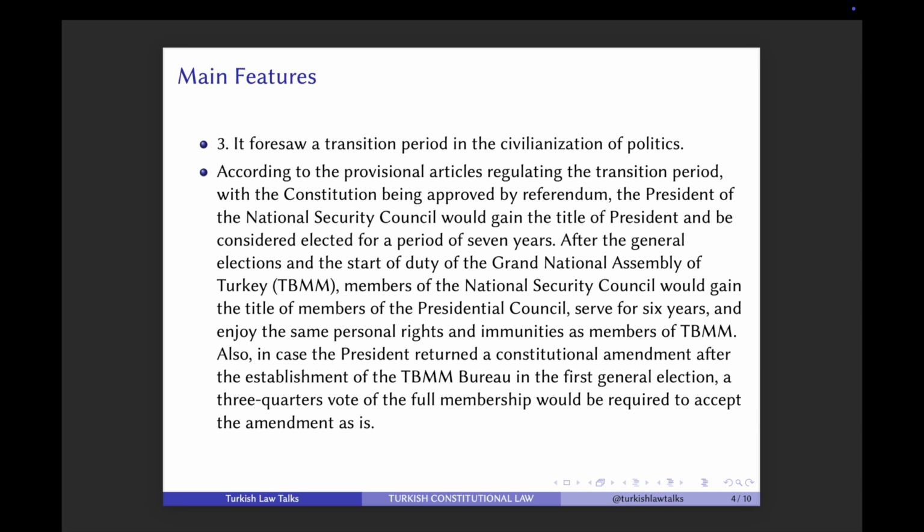And one more thing on this transition. There was a special rule for constitutional amendments then. If the president sent an amendment back after the parliament's leadership, the Bureau, was formed, overriding that required a huge majority, 3/4 of the assembly. Again, showing that emphasis on, say, stability and broad agreement during that initial phase. Right, really locking things down initially.